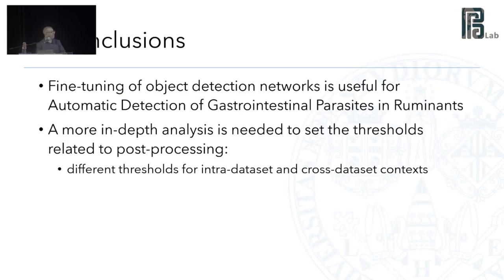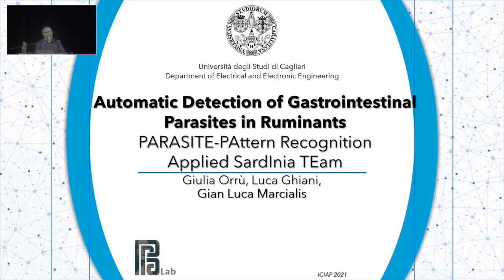Okay, conclusions. Fine-tuning is important. We can already use existing networks for other tasks, as for example, pedestrian detection and so on, but it is not enough, because these gastrointestinal parasites exhibit a very peculiar shape, and this shape can be pointed out by an appropriate post-processing phase.